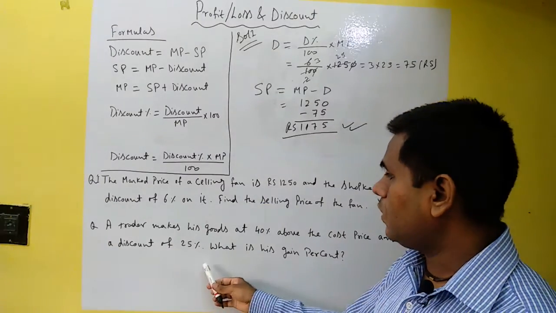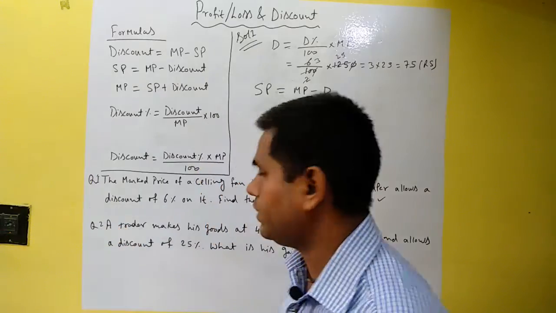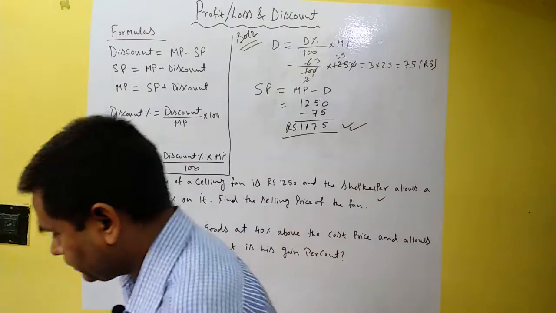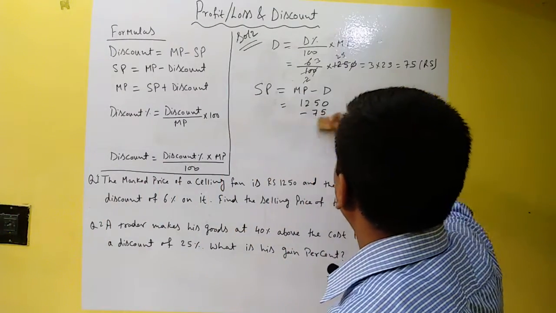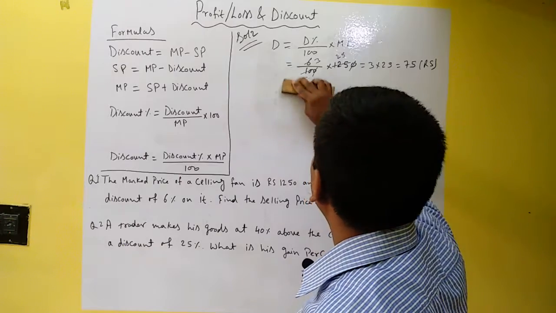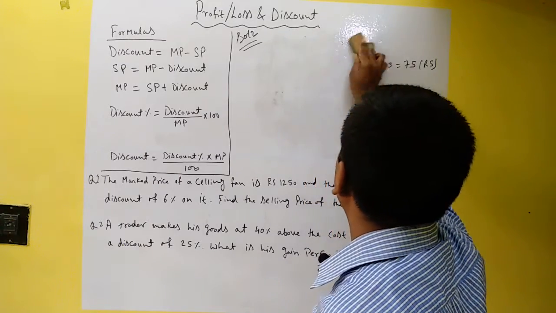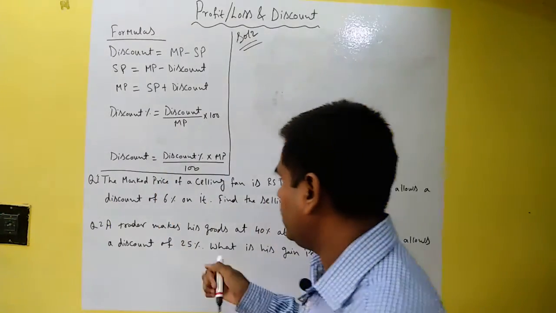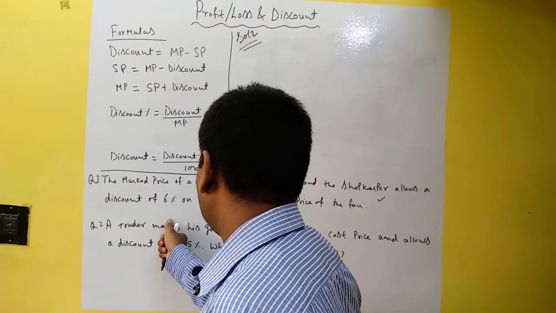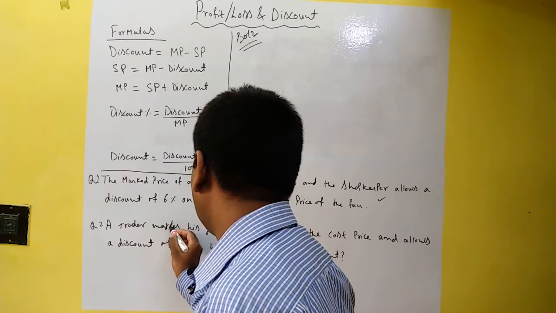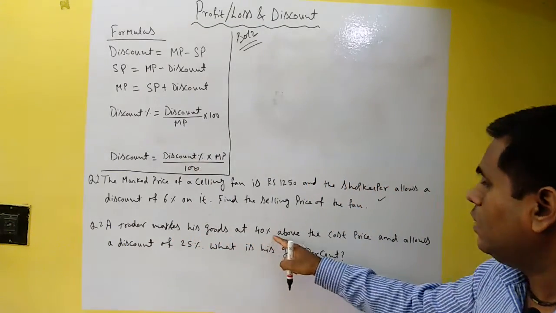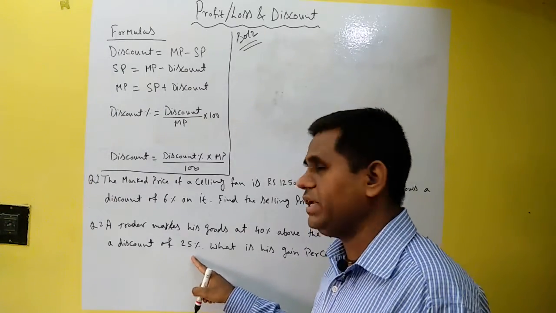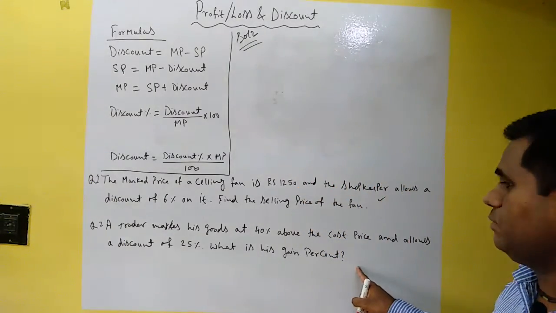Now let us also solve this second problem. Solution to the second problem. The problem says: a trader marks his goods at 40% above the cost price and allows a discount of 25%. What is his gain percent?